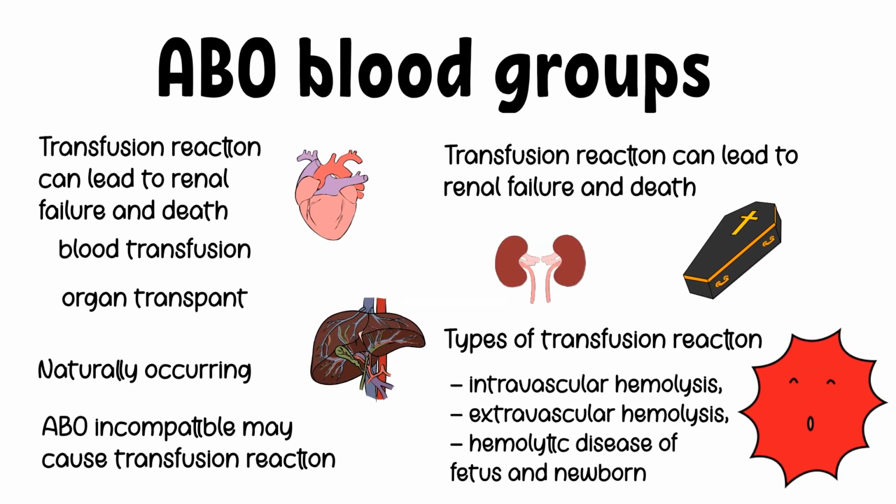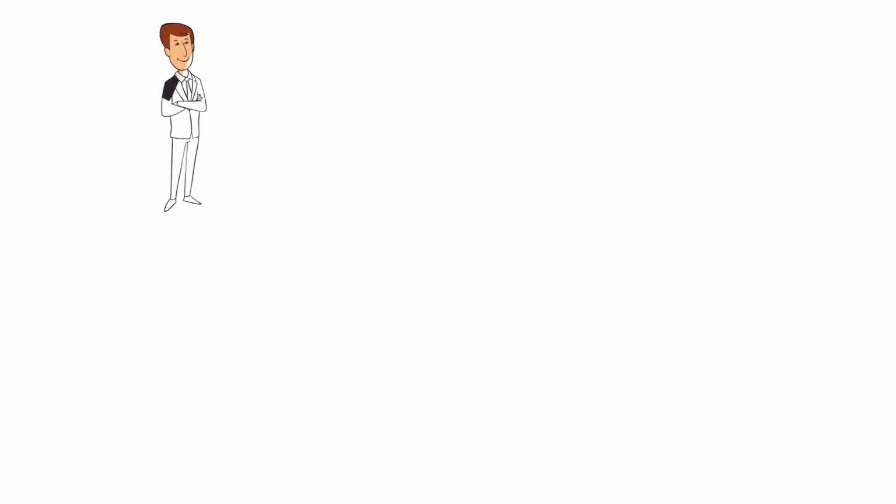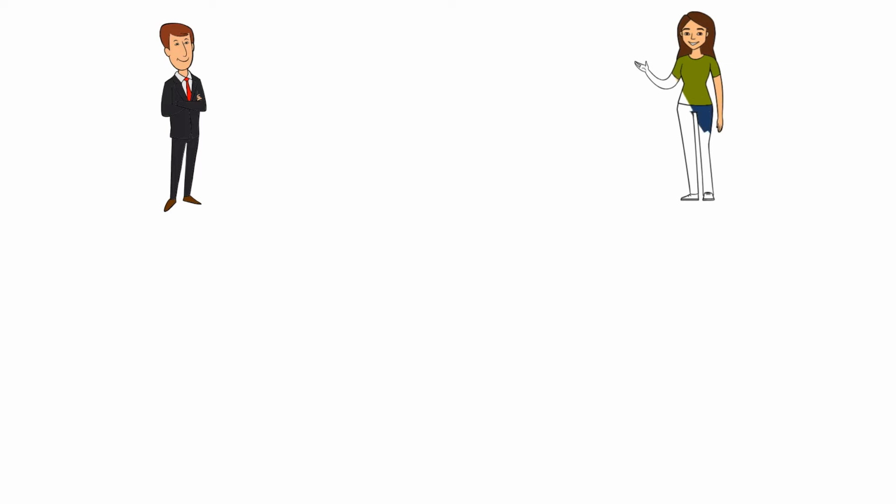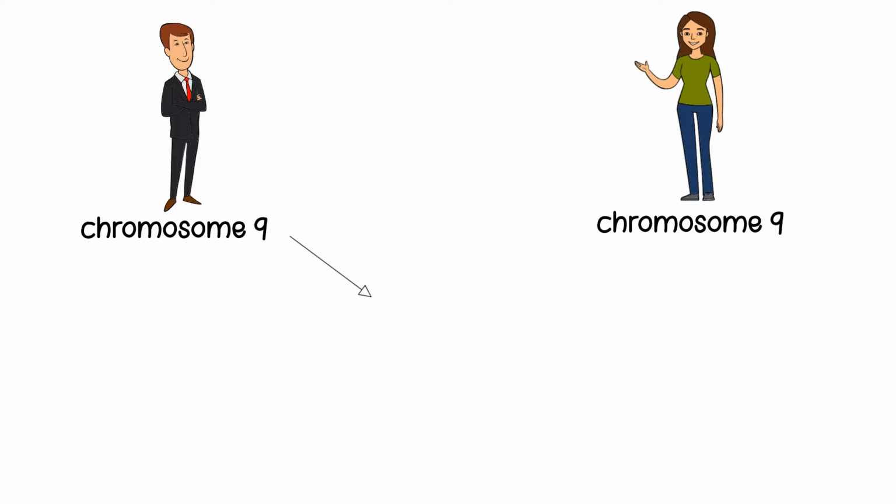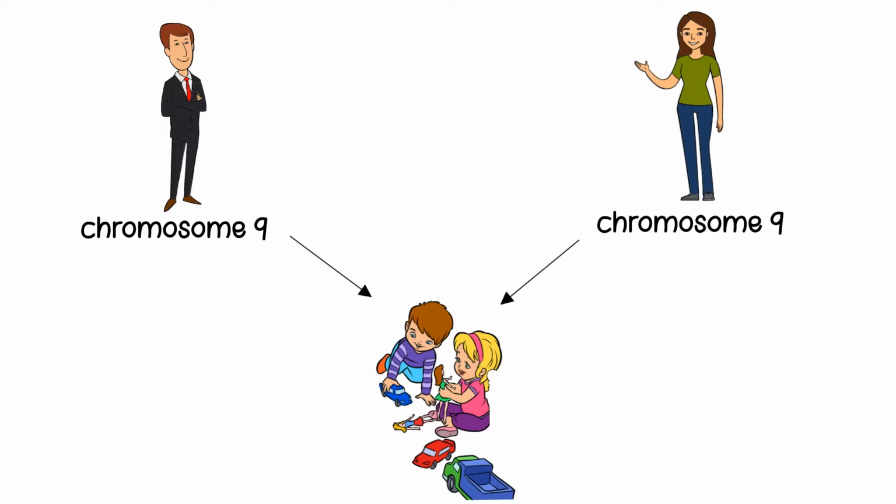Now let's get back to the ABO blood group system. Let's talk about genetics. Genetics and inheritance of ABO blood groups. We inherit one ABO gene from each parent. It is located on chromosome 9. Chromosome 9 from mother and father make up the offspring's blood type.